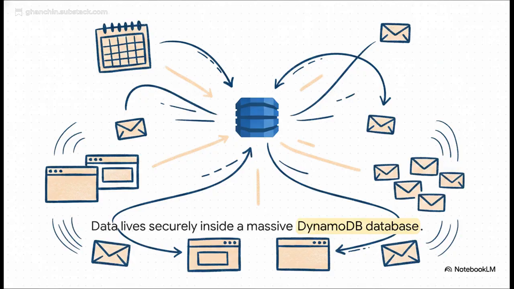All of this extracted event data now lives securely inside a massive digital filing cabinet. In this case, an AWS DynamoDB database. And because it has that sticky UID attached to it, it's perfectly organized and ready to be recalled by the system's display APIs the exact moment it's needed to generate a public web page or an email campaign.